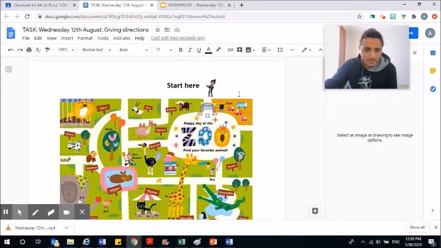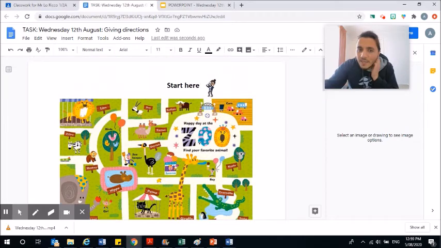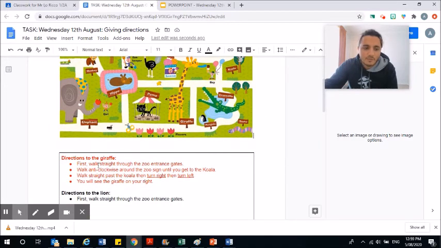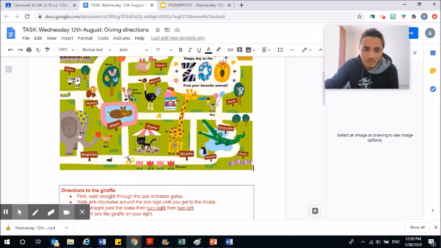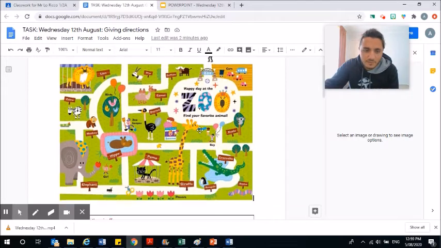Your job today is to give directions for me to get to certain places in the zoo, to different animals. The first one I've done for you. It says directions to the giraffe. Let's go through them. Here's a giraffe here. You've got to locate where it is first. There's a giraffe, and to get to the giraffe, this is what I need to do.